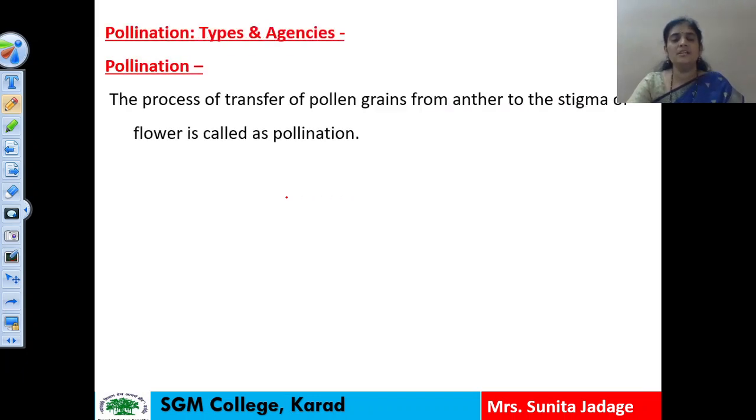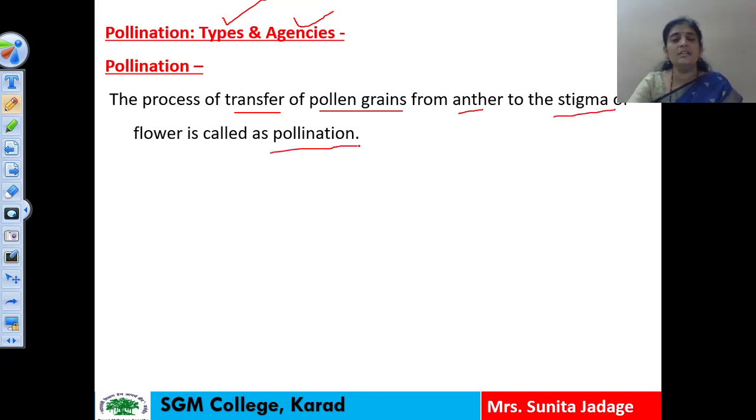Now let us see the next point, that is pollination, and here we have to see the types of pollination and the different agencies which are required for pollination. So first of all we have to see what is meant by pollination. The process of transfer of pollen grains from anther to the stigma of a flower is called pollination. Means the pollen grains are getting transferred from anther to the stigma, that is known as pollination.